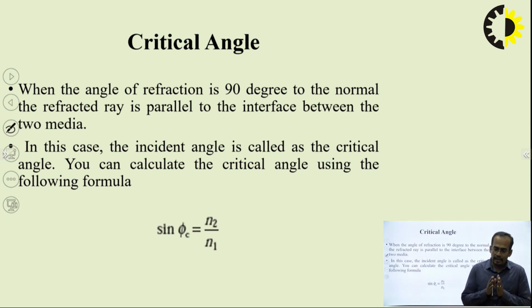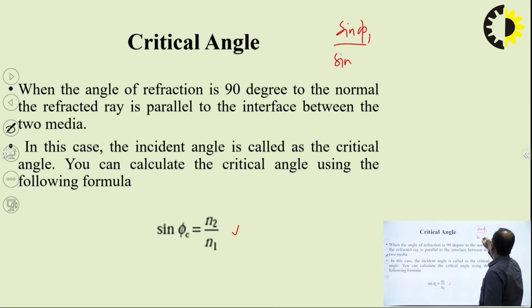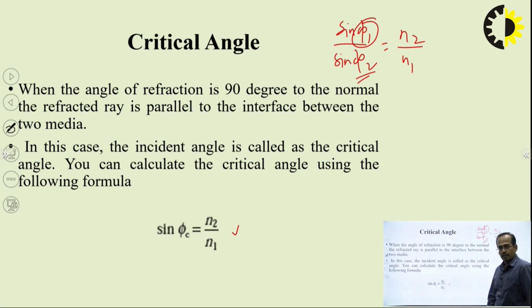So, the same angle of incidence is called the critical angle. How can you define this? When you are making this, Snell's law says that sin phi 1 by sin phi 2 is equal to n2 by n1. Phi 1 is the angle of incidence, phi 2 is the angle of refraction.